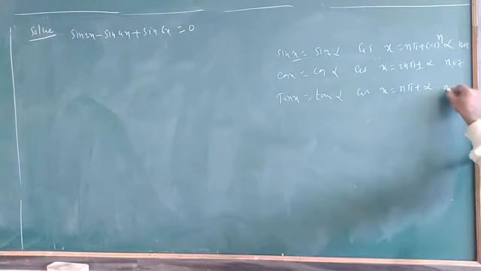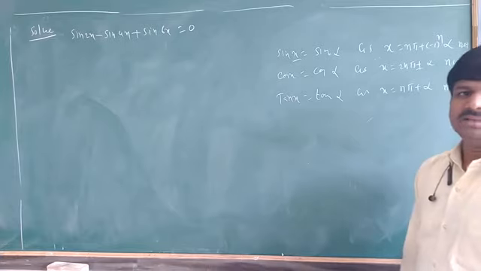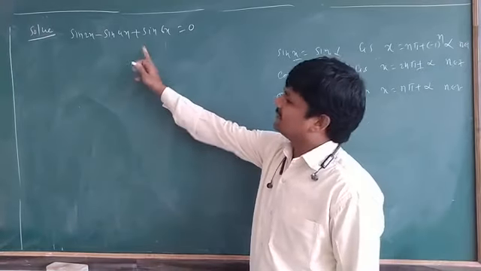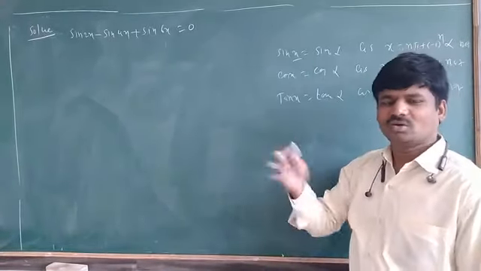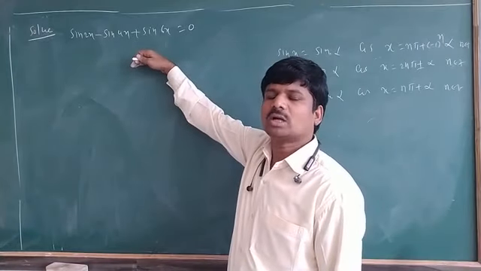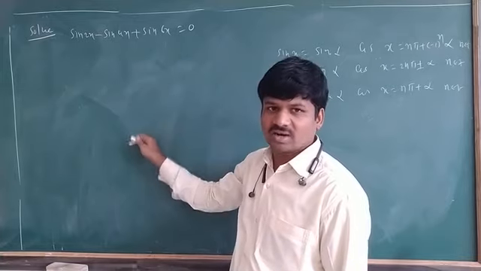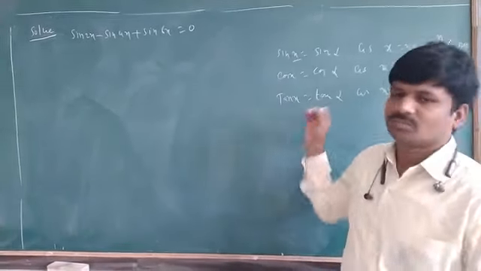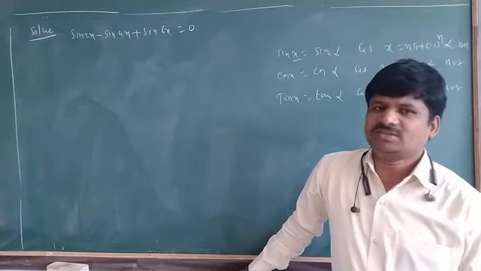N pi plus alpha, n belongs to Z. Okay, but just observe this one. Is it in any one of these forms? No. But if the equation is like this, what do we have to do? We have to convert it into these forms. It is compulsory to convert into these forms.